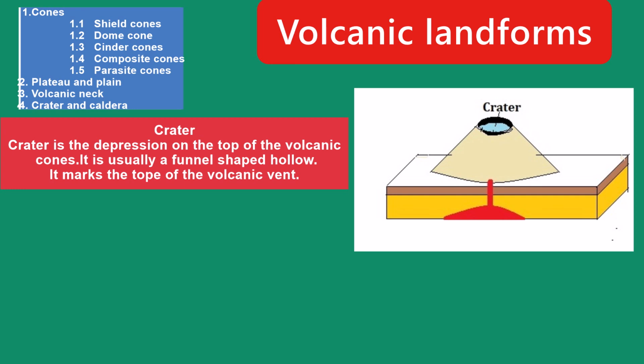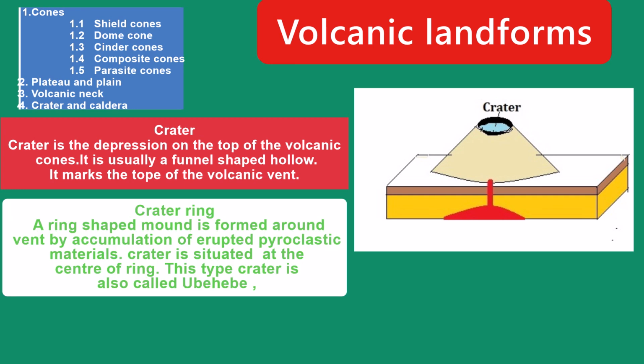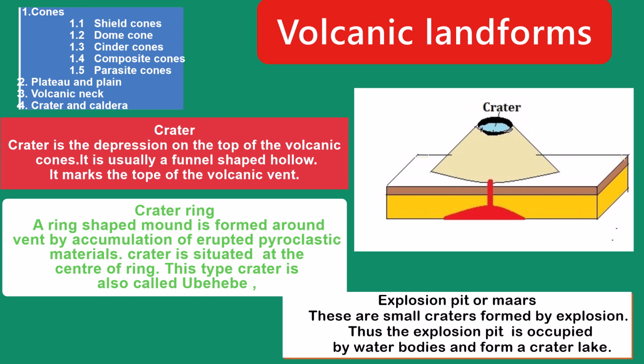Caldera ring. A ring-shaped mound is formed around the vent by an accumulation of erupted pyroclastic materials. The crater is situated at the center of the ring. This type of crater is also called maar. Explosion pit or maar. These are small craters formed by explosion. Thus the explosion pit is occupied by water bodies and forms a crater lake.